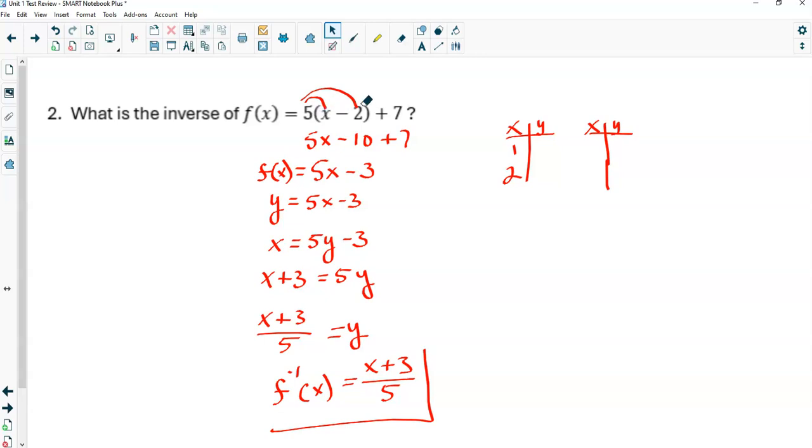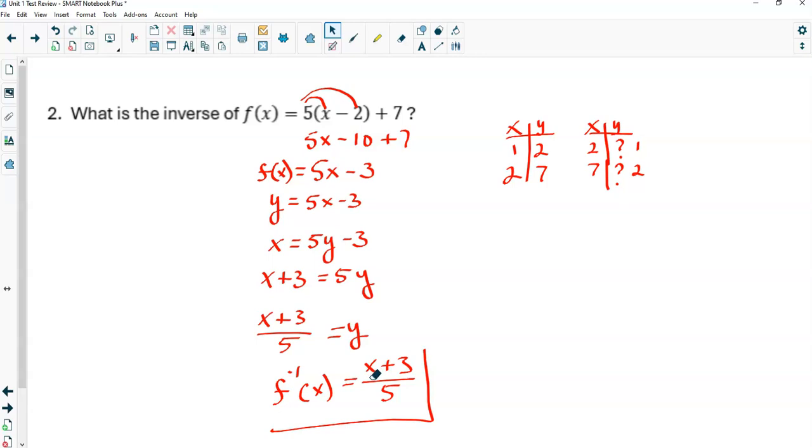So 1 minus 2 is negative 1. Negative 1 times 5 is negative 5. Negative 5 plus 7 is 2. All right, if it's 2, 2 minus 2 is 0. 0 times 5 is 0, plus 7 is 7. So I got 2, 7, so I'm going to put it here. 2, 7. The expected outcomes are 1 and 2.